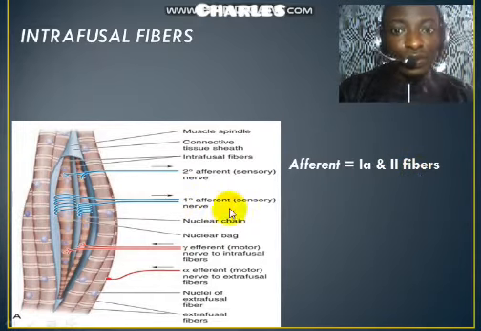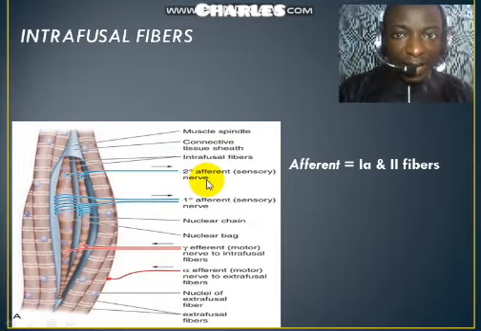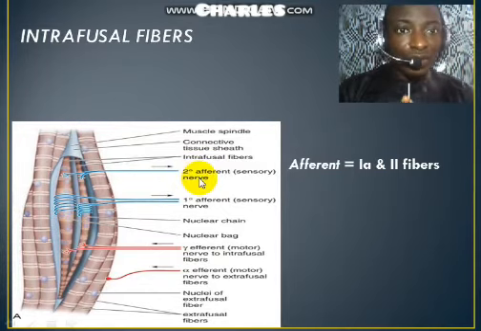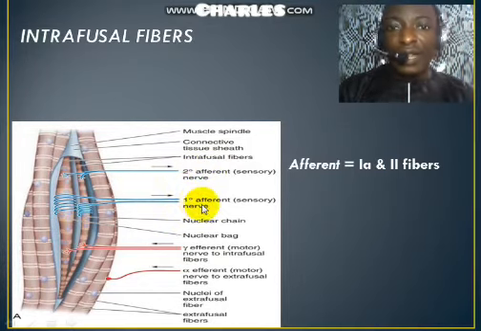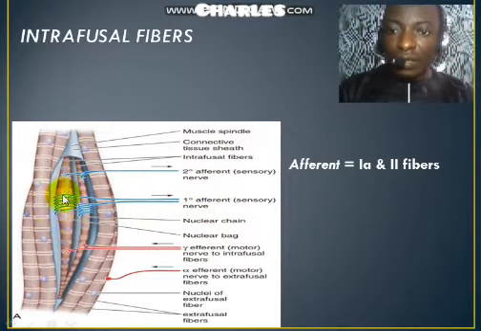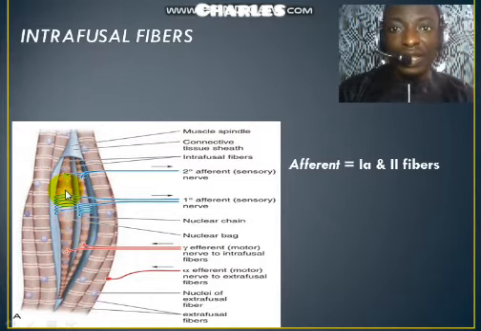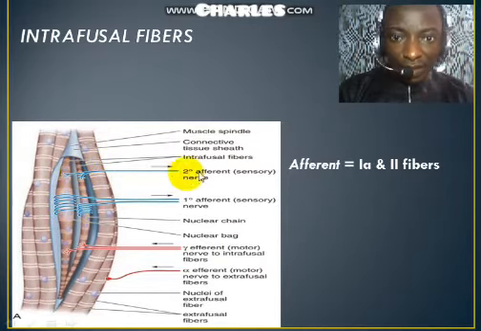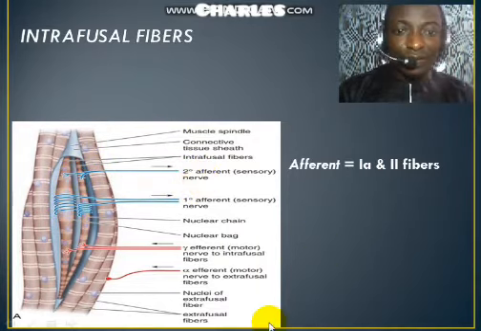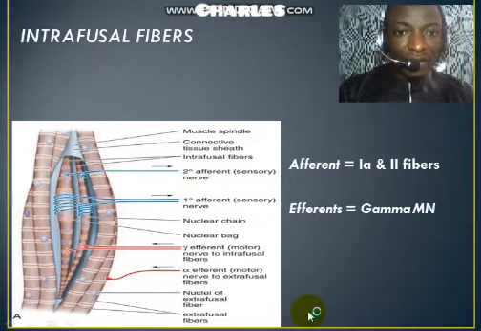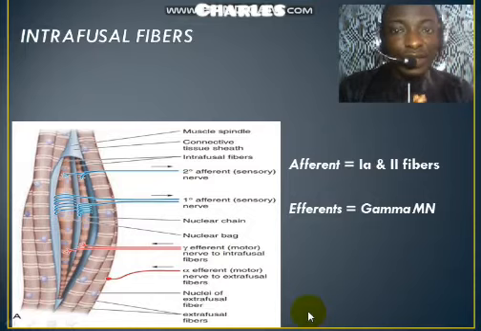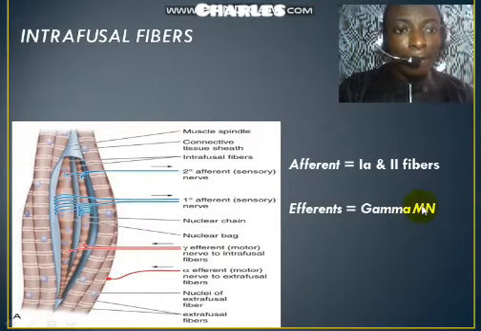Now, the afferent nerves supplying the intrafusal muscle fibers are the IA and the II group of nerve fibers, also known as the primary afferent nerve fiber and the secondary afferent nerve supply to the intrafusal muscle fiber. As you can see from the diagram, the primary afferent supplies both the nuclear bag component and the nuclear chain components of the intrafusal muscle fiber. Same thing with the secondary afferent nerve fiber.